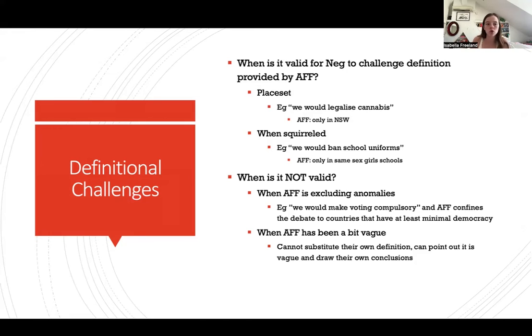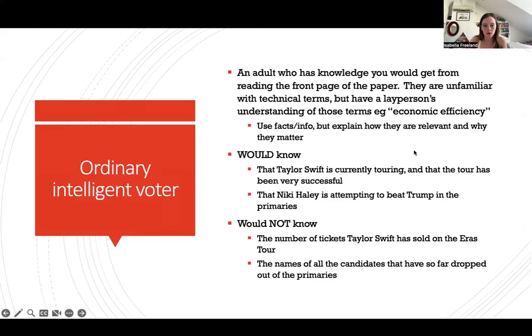What you can't do as negative is substitute in your own definition that's convenient for you. You don't have the power to do that. So kind of just use your intuition. If you think that the definitional clash is reasonable, then that's fine. A lot of the time, though, it's unreasonable. Well, not a lot of the time, but some of the time it's unreasonable and means the debate is really messy. Okay. The next thing to think about when you're a judge is the ordinary intelligent voter.